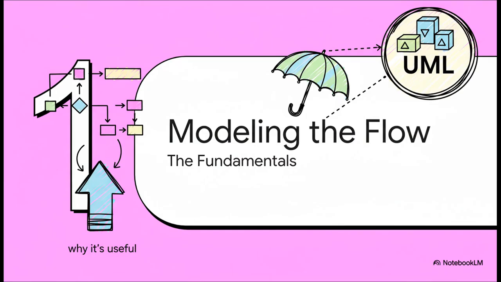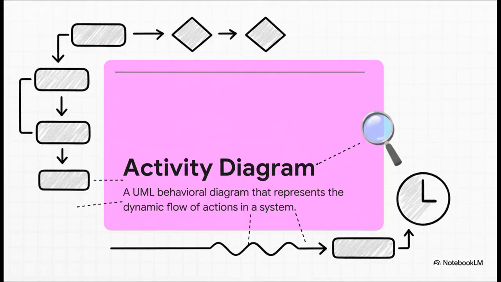Okay, first up, modeling the flow of actions. Let's get into the fundamentals. You know, what these diagrams are, why they're so handy, and where they fit in the grand scheme of UML. So what is an activity diagram really? It's what's called a behavioral diagram in UML. And that word behavioral is super important. It's not about the static parts of a system, the building blocks. No, it's all about the dynamic behavior, the sequence of actions, the flow from one thing to the next. It basically shows you what the system does.